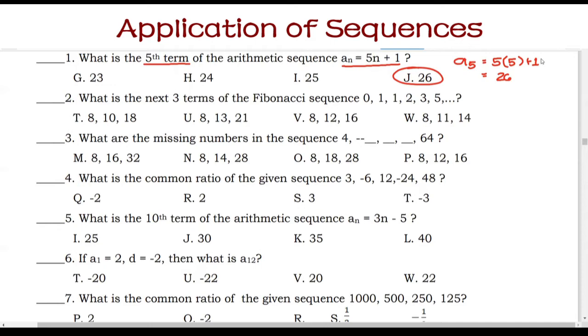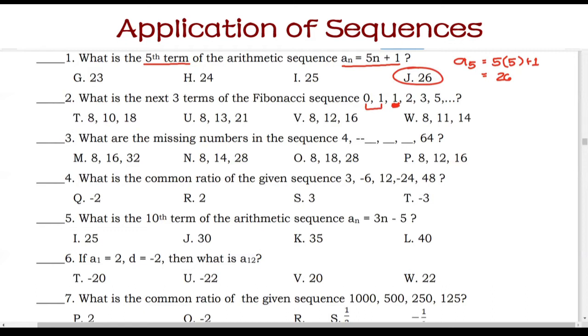We're going to look for the next 3 terms of the Fibonacci sequence. Okay? So ano ba yung Fibonacci sequence? Ito yung klase ng sequence of numbers kung saan nakukuha mo yung next number by adding the 2 numbers before that number. Kukunin nyo lang yung dalawang numbers na nauna sa kanya. For example, kita nyo yung 1 dito. Kukunin nyo yung sum or i-add ninyo itong dalawang numbers na nauuna sa kanya.